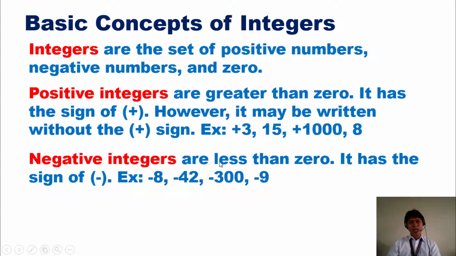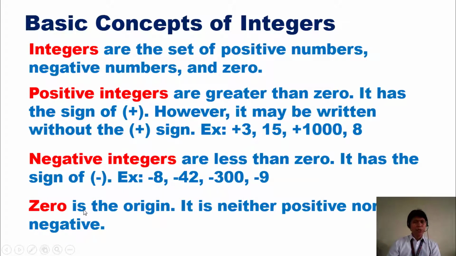Negative integers are less than 0. So it is opposite to the positive integers. It has the minus sign. Examples are negative 8, negative 42, negative 300, and negative 9. Okay, so we need to emphasize this negative symbol in writing negative numbers, unlike with the positive, where if you do not write any symbol, it means it is a positive integer.